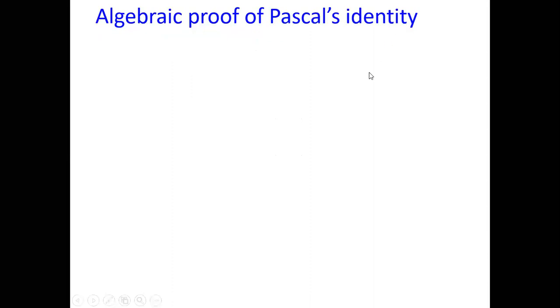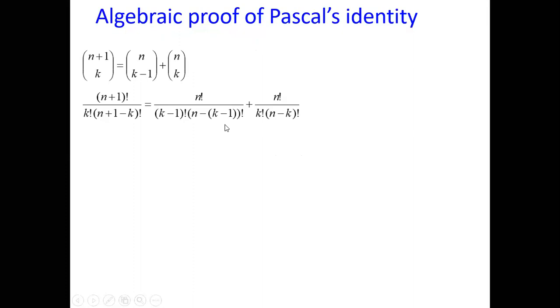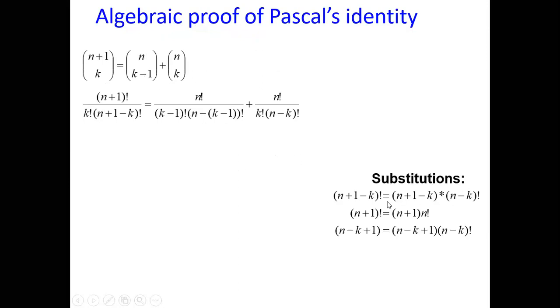Algebraic proof of Pascal identity. This equation will give us n plus 1 factorial over k factorial and n plus 1 minus k factorial for each term, n factorial over k minus 1 factorial, parenthesis n minus k plus 1 factorial, plus this. We substitute: n plus 1 minus k factorial will be equal to n plus 1 minus k times n minus k factorial, and n plus 1 factorial will be equal to n plus 1 times n factorial.